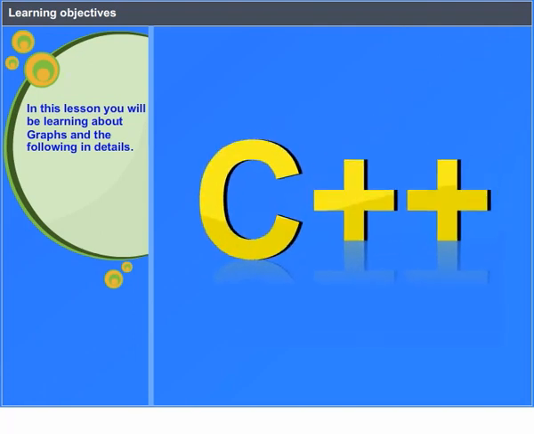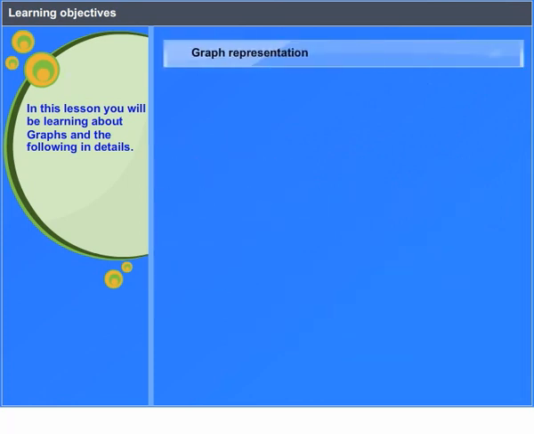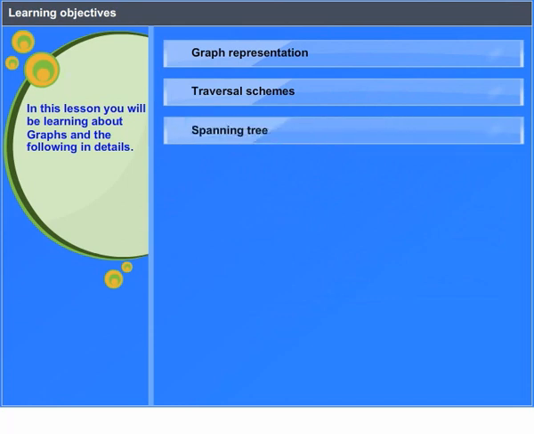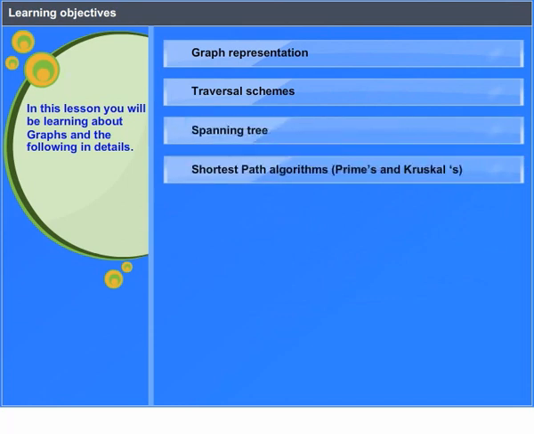Learning objectives. In this lesson, you will be learning about graphs and the following in detail: graph representation, traversal schemes, spanning tree, shortest path algorithm, Prim's and Kruskal's.